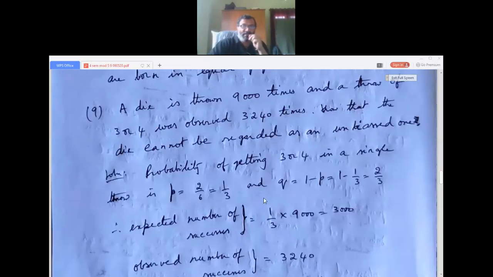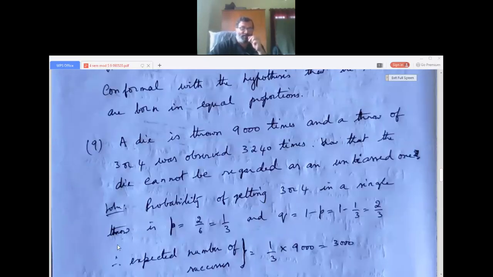The probability of getting 3 or 4 in a single throw is 2 out of 6, so P is 2 by 6, that is 1 by 3. Q is 1 minus P, that is 1 minus 1 by 3, that is 2 by 3. Always P plus Q is 1.